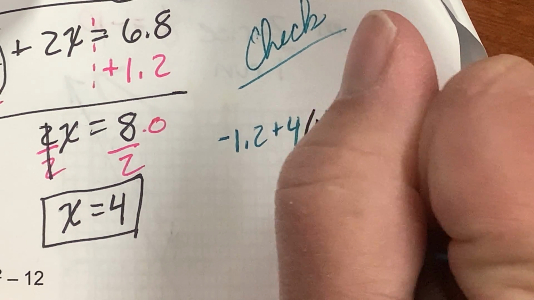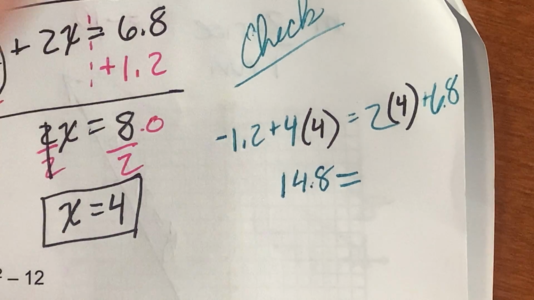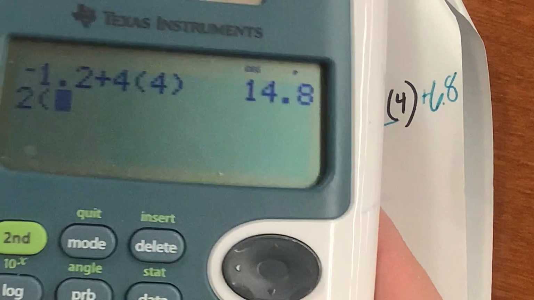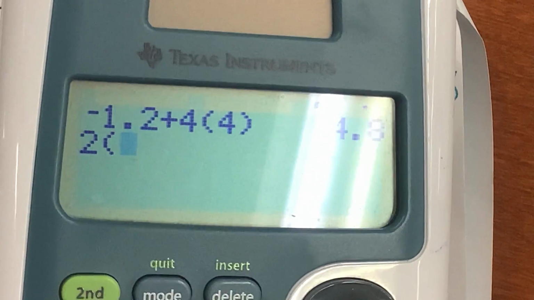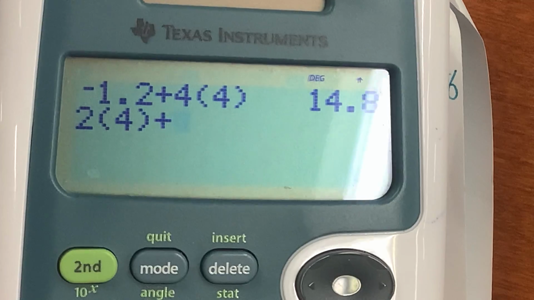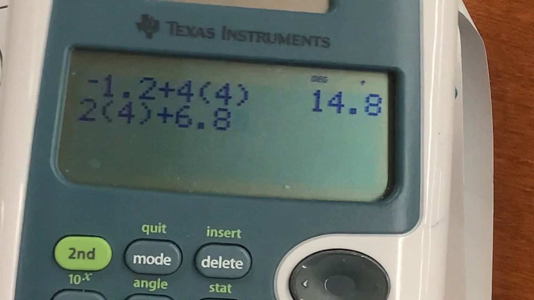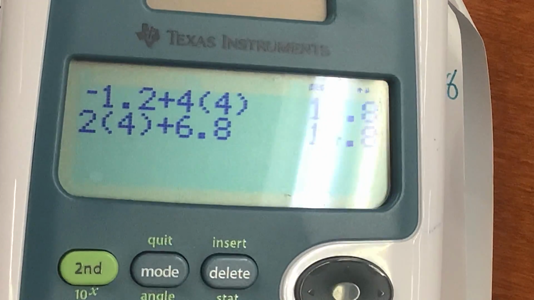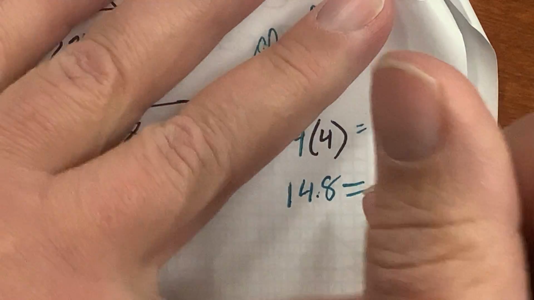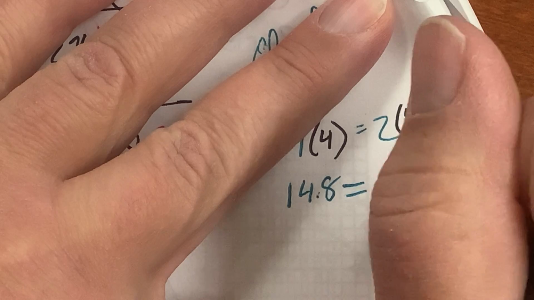And I want to make sure that that's equal to, well, now I have to do the other side. 2 times, can you see the calculator? No. 2 times 4 plus 6 8/10 is 14 8/10. So both sides of my equal sign are the same, which means that I have the correct answer.